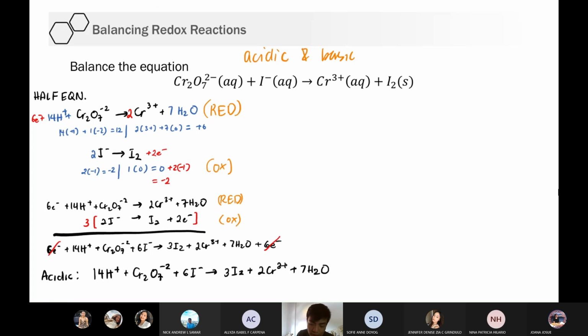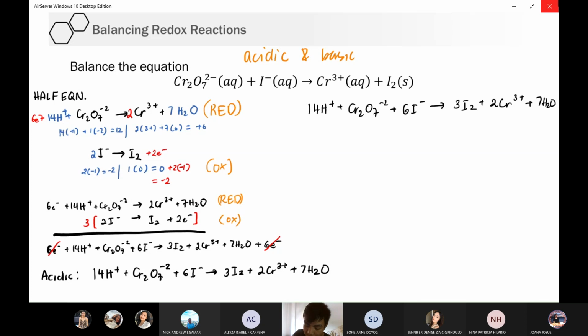Okay, so that one is acidic. I want the basic one. I'll copy it up here because I have no more space. Is our copy correct? 14, 1, 6, 3, 2, 7. Okay.